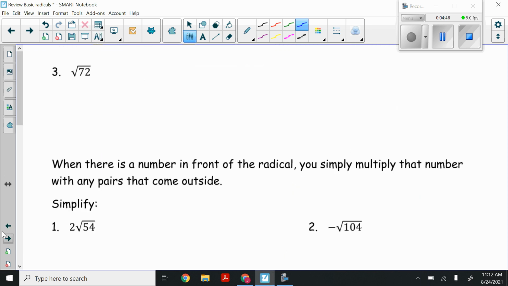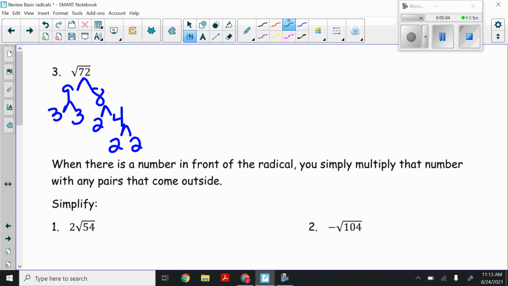Let's turn our paper over and look at number 3, the square root of 72. Again, we're going to break that down. So 72 came from 9 times 8. 9 will break down to 3 and 3. 8 breaks down to 2 and 4. 4 breaks down to 2 and 2.